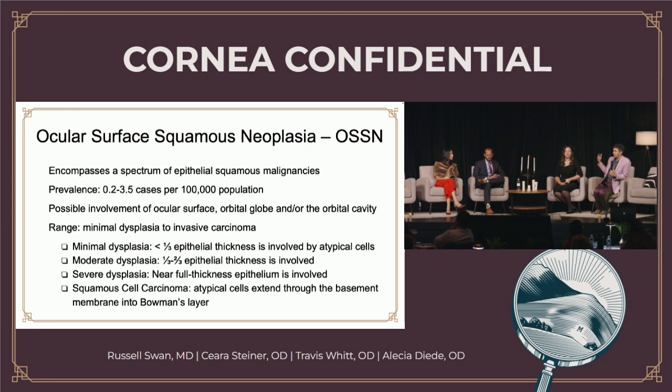So usually in a chart, you'll just see us label it as OSSN, and we won't really necessarily label minimal, moderate, or severe dysplasia or squamous cell, because that's a pathologic diagnosis. So that's maybe kind of one historical factor that you'd see a little less than we would have historically.